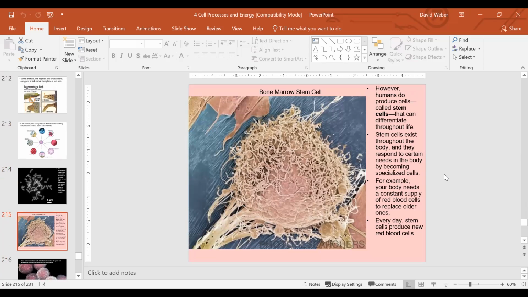Now, you absolutely have to write all four of, actually, the first one, second one, and fourth one. You don't need to do the example, which is the third. So how humans do produce cells is called stem cells. They differentiate throughout life. Stem cells exist throughout the body. They respond to certain needs in the body and become specialized cells. For example, your body needs a constant supply of red blood cells to replace old ones. Well, every day, stem cells produce new red blood cells. That's an example. So you can do first, second, and I'll say the fourth one's optional. You don't need to. Write that down, pause the video.